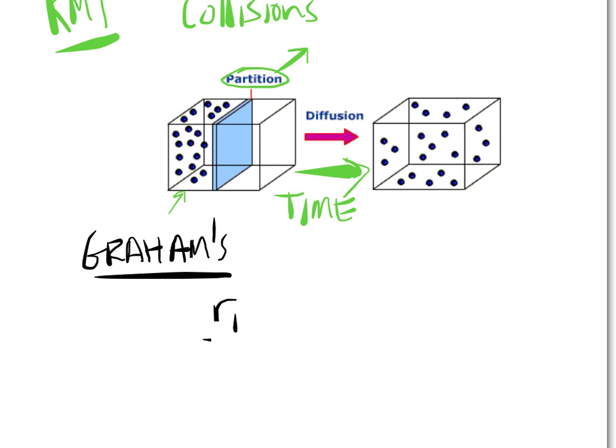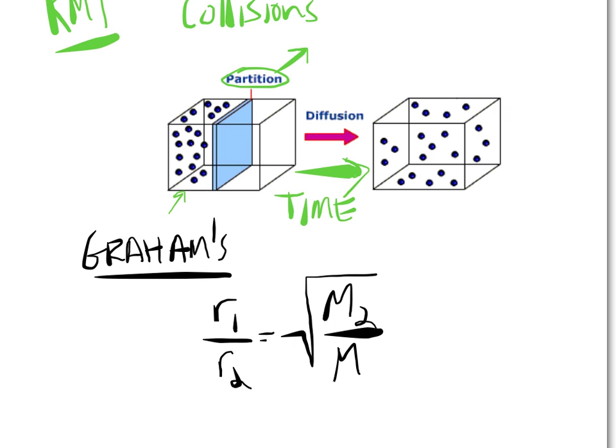The rate of gas 1 divided by the rate of gas 2 is equal to the square root of the molar mass of gas 2 divided by the molar mass of gas 1. So again, this capital M is the molar mass in grams per mole. So what this is saying is if we want to compare the speeds at which two gases mix, their rates, we need to know the molar masses of those two gases. Or if we know any three of these variables here, 1, 2, 3, we can figure out the fourth just with a little bit of algebra.